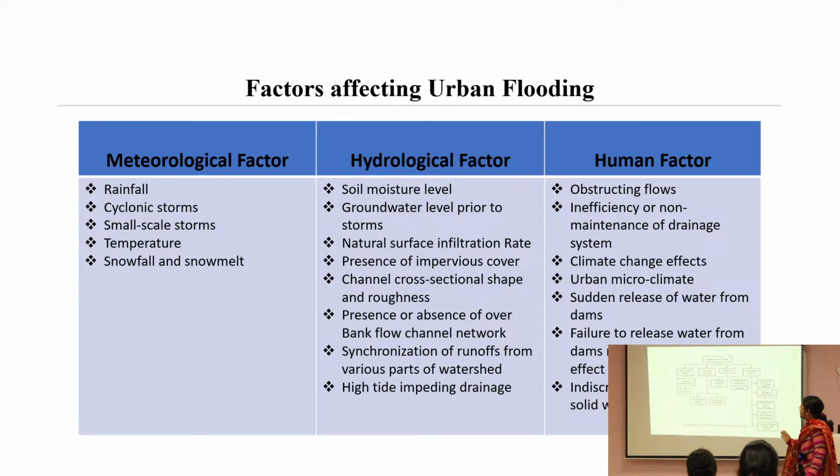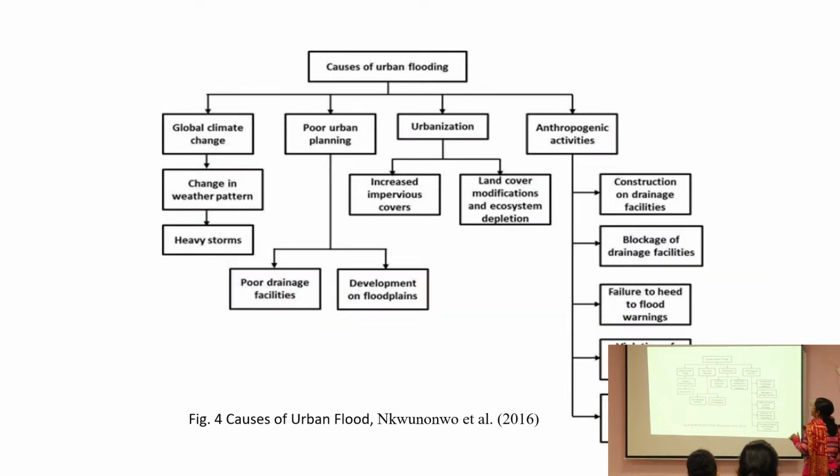Then these are the causes. Basically, we have four main causes of urban flooding: global climate change, poor urban planning, urbanization, and anthropogenic activities.